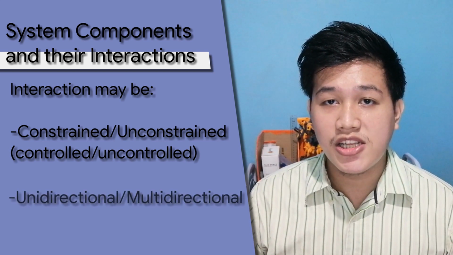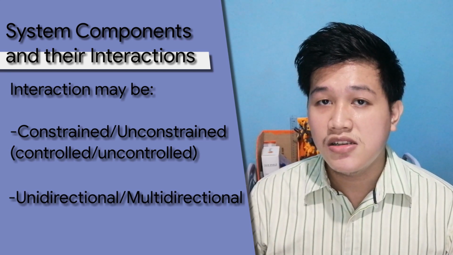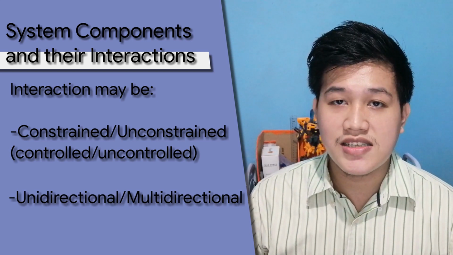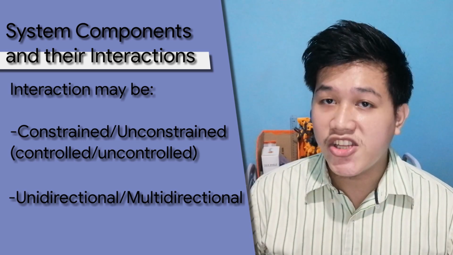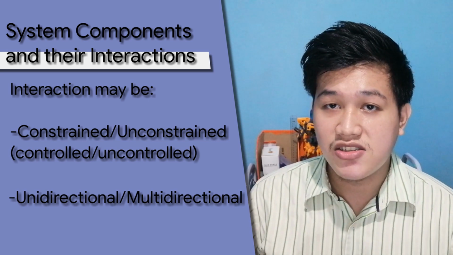We also have unidirectional or multidirectional. For example, the canteens earns and continues its function by selling stuff to students and faculty members, but the departments cannot earn by selling stuff to the canteen. It's not like an RPG, you know.